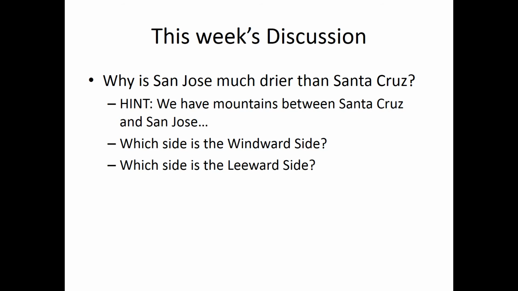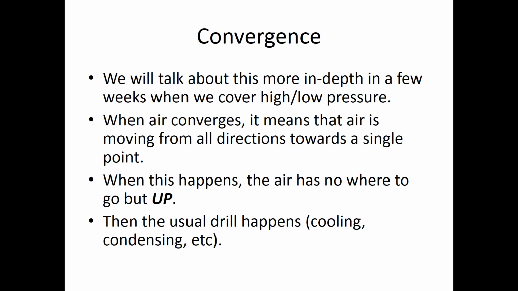So the next thing we're going to talk about is the idea of convergence. So think about what would happen if a car was coming from all directions at an intersection. So you had a car coming from the west, a car coming from the east, a car coming from the north, a car coming from the south, and they all collided in the center of that intersection. Well, what you would get is basically a giant pileup, right? And hopefully nobody ever has to experience that here.